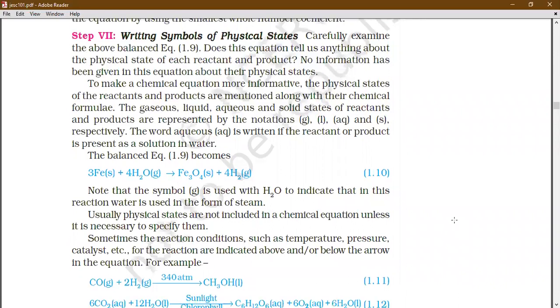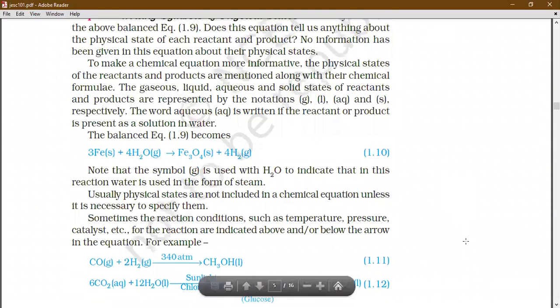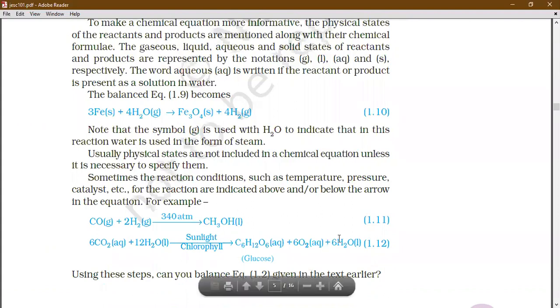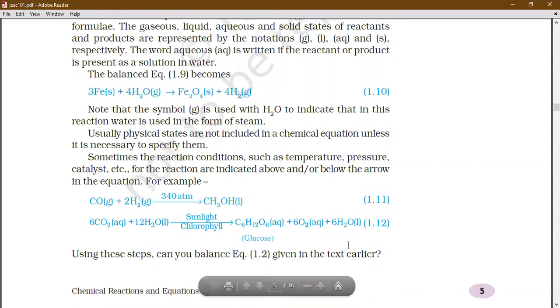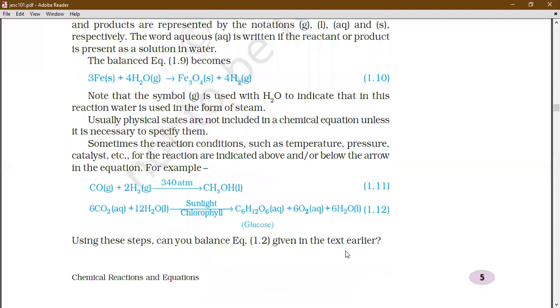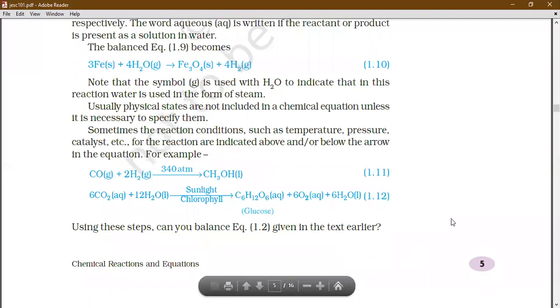Physical states are not included in a chemical equation unless it is necessary to specify them. Sometimes the reaction conditions such as temperature, pressure, catalyst, etc. for the reaction are indicated above and or below the arrow in the equation. For example, CO(g) plus 2H2(g) in the presence of 340 atmospheres gives CH3OH(l). 6CO2(aq) plus 12H2O(l) in the presence of sunlight and chlorophyll gives C6H12O6(aq) plus 6O2(aq) plus 6H2O(l). So using these steps, can you balance equation 1.2 given in the text earlier?